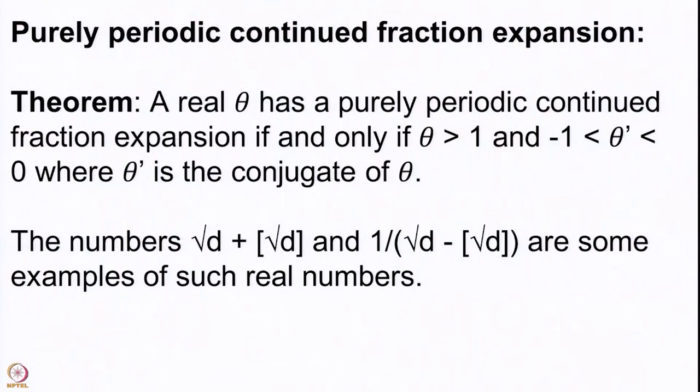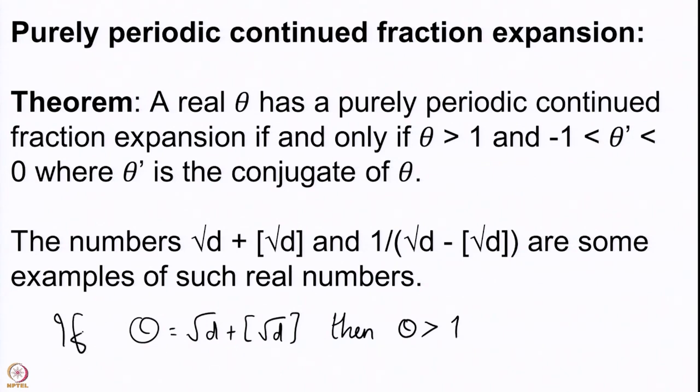We would like to see that there are some certain real numbers which have purely periodic continued fraction expansions, and whenever we want to have that, we need to only check that these two conditions are satisfied. So, we give some examples of such real numbers. The numbers root d plus integral part of root d and 1 upon root d minus integral part of root d, these are some examples of such real numbers. So, in fact, if your theta is root d plus integral part root d, then of course theta has to be bigger than 1. Here d is not a negative number, we are looking at real numbers. So, we are looking at a plus b root d, where d is positive.